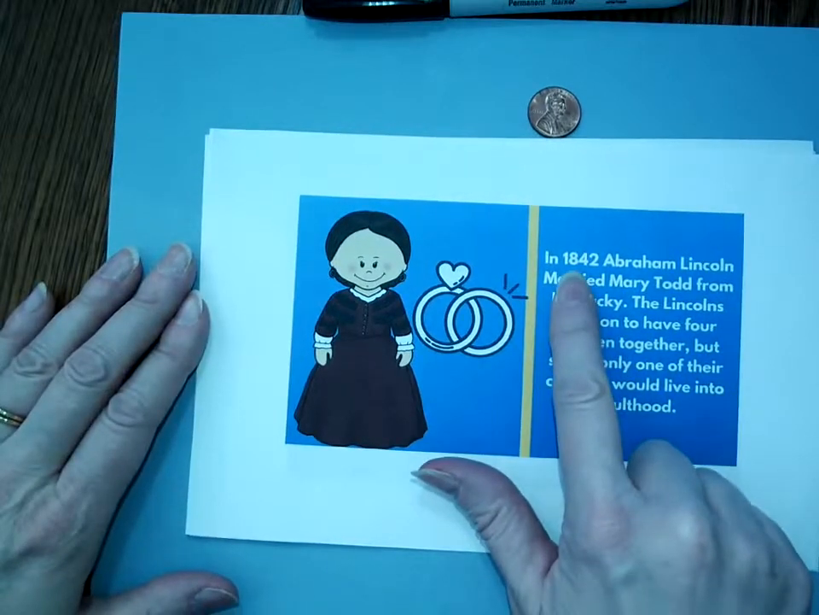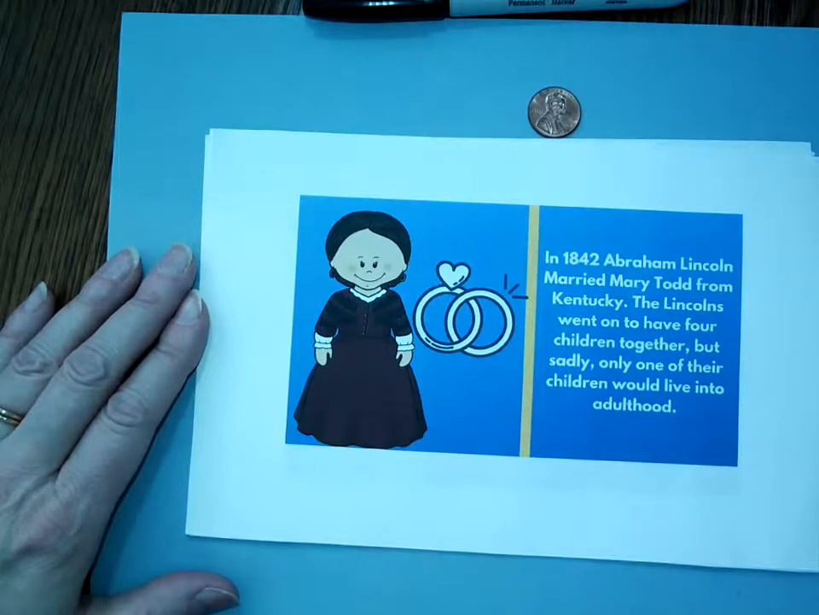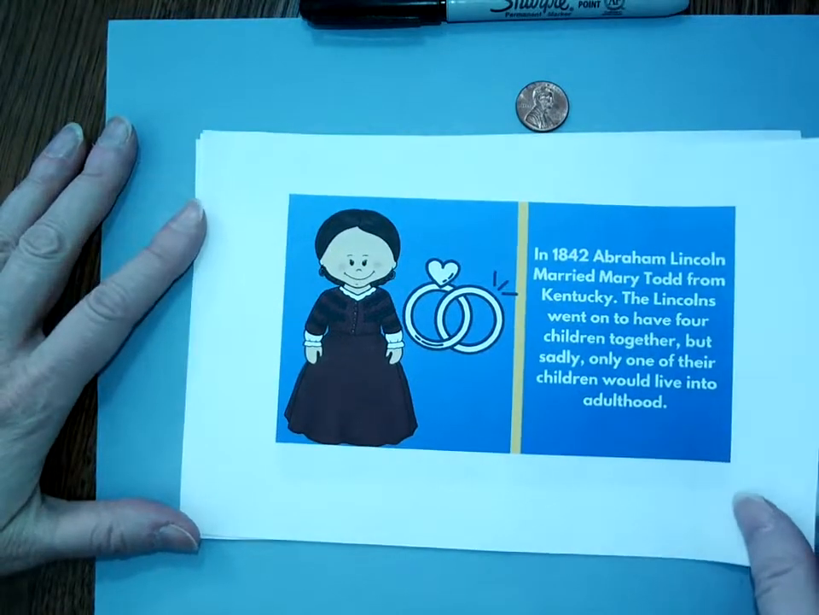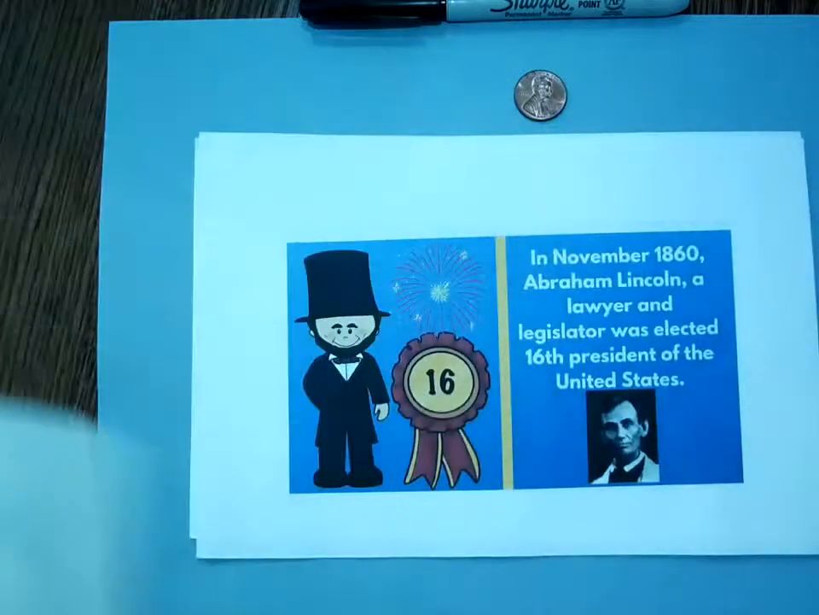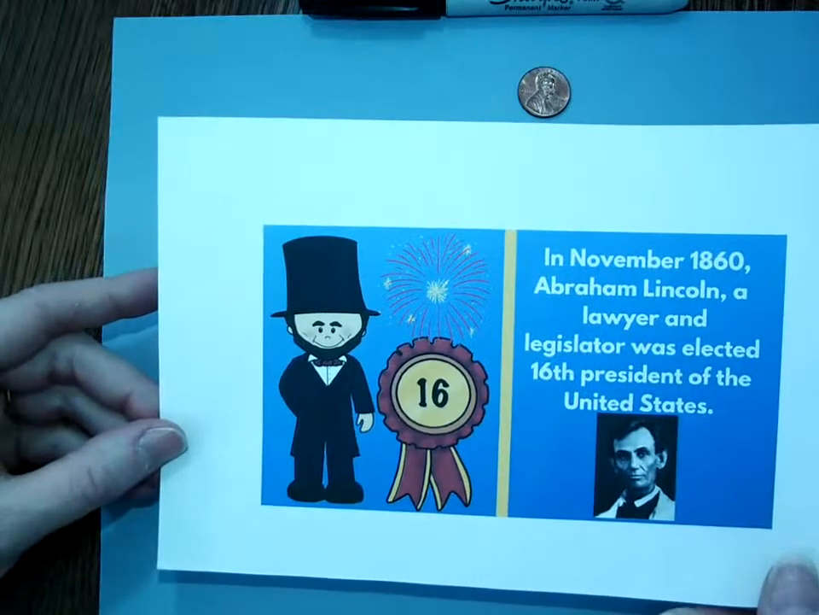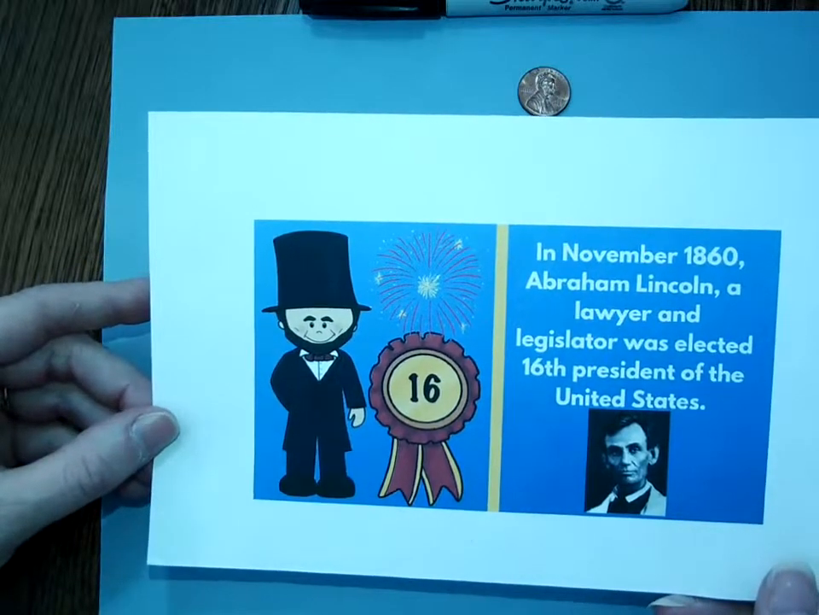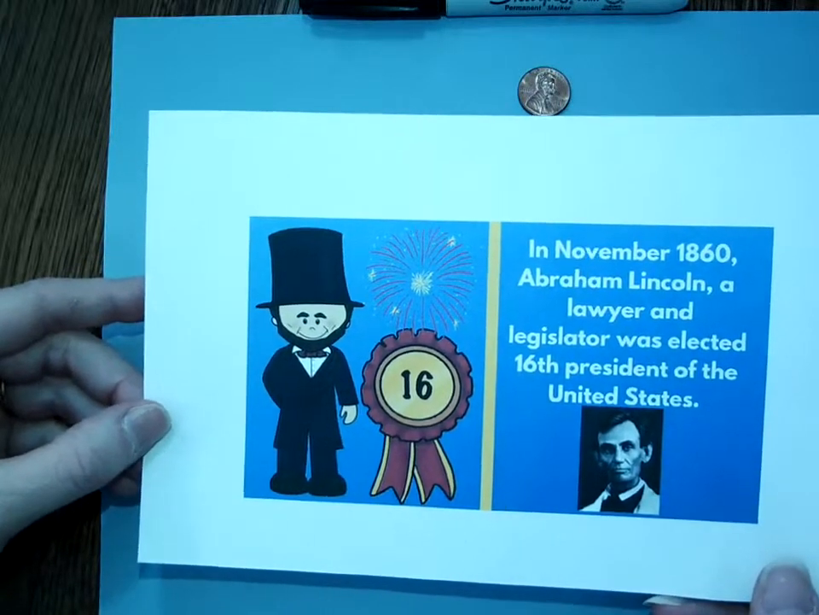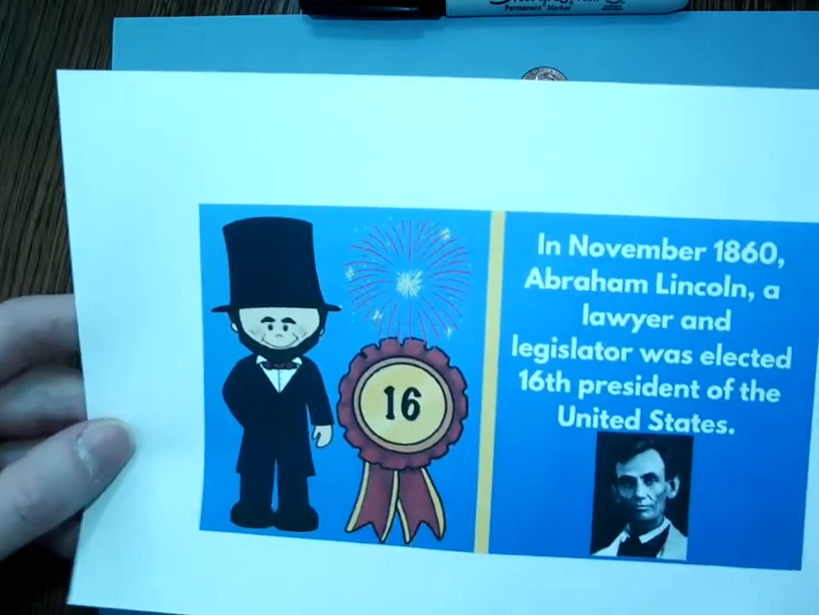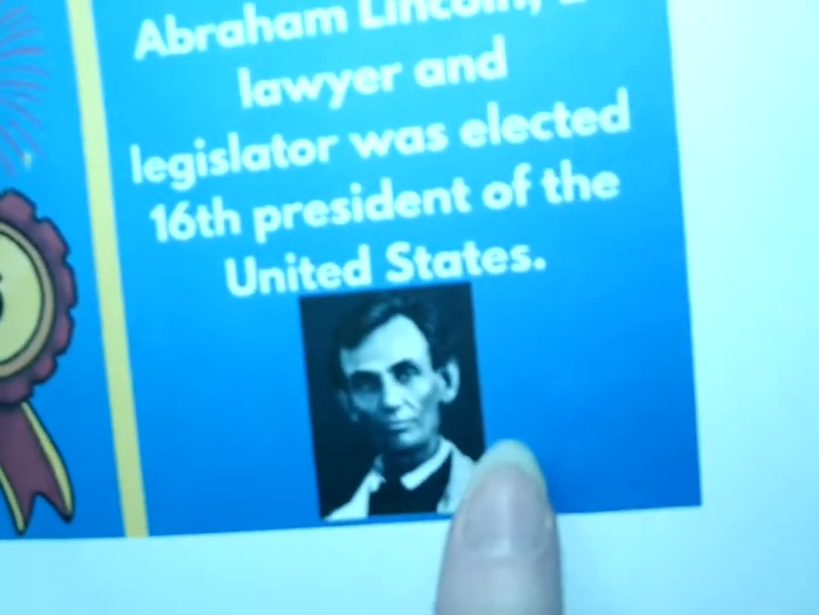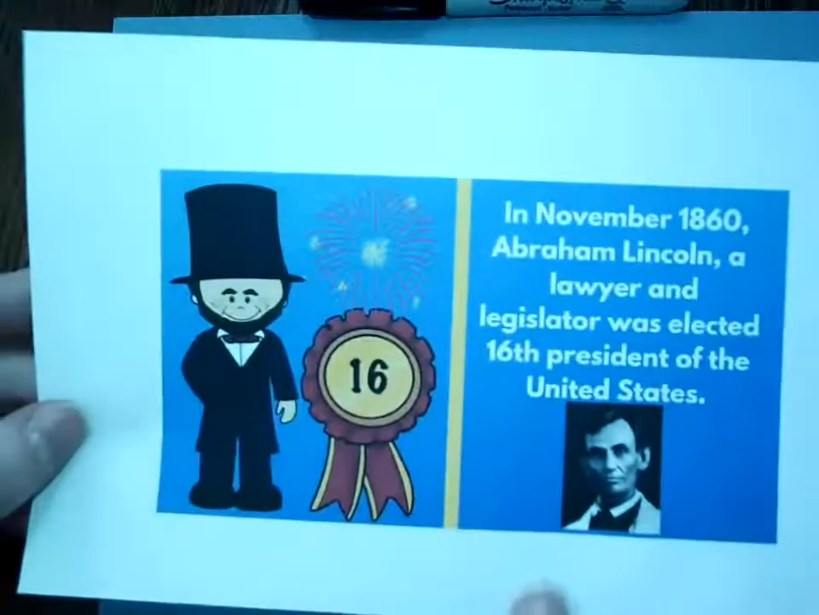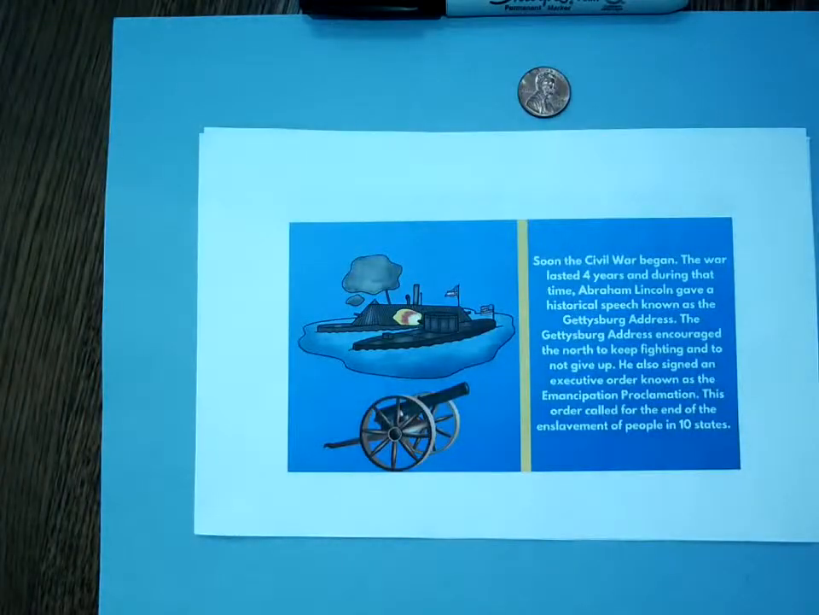In the year 1842, Abraham Lincoln married Mary Todd from Kentucky. The Lincolns went on to have 4 children. In November 1860, Abraham Lincoln, who became a lawyer and legislator, was elected the 16th president of the United States. There's a picture of him. So sometimes he had a beard and sometimes he didn't have a beard. So he was the 16th president.